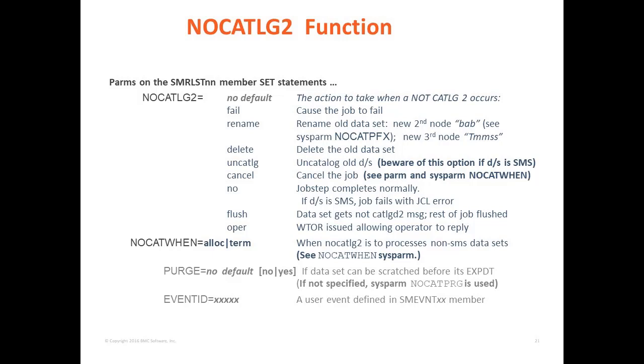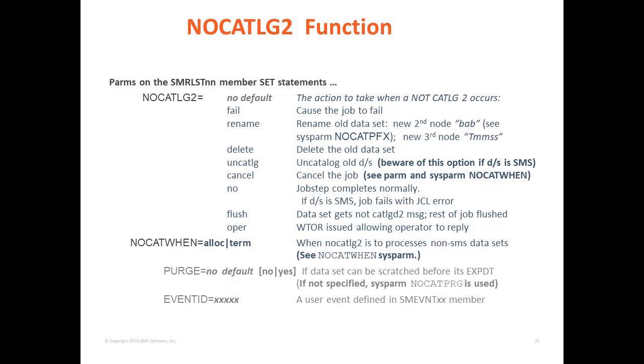For the RList member of NOCATLG2 function, there are several set statements that can be coded to provide various levels of recovery, depending on whether the dataset is SMS managed or not. The options are to fail, rename, delete, uncatalog, cancel, flush, oper, or take no action.